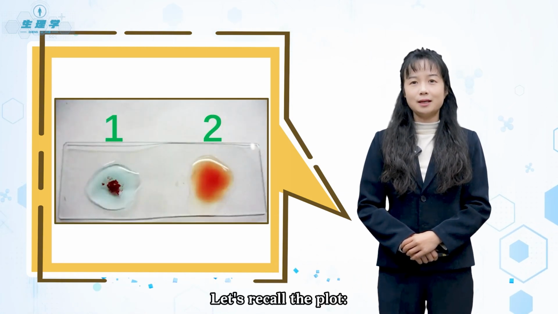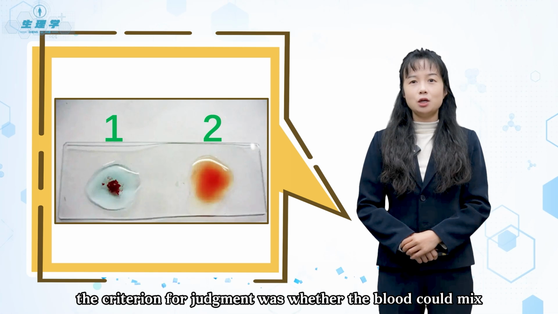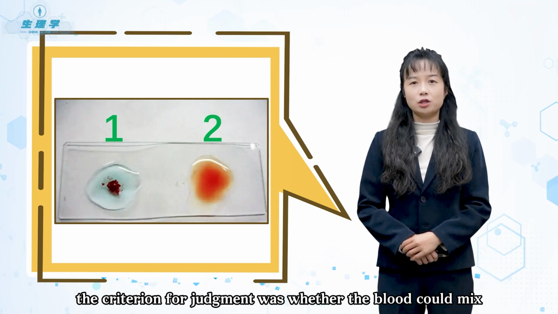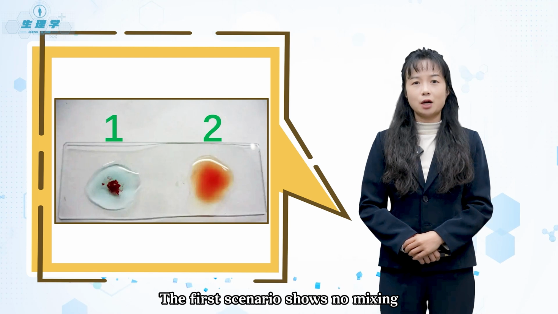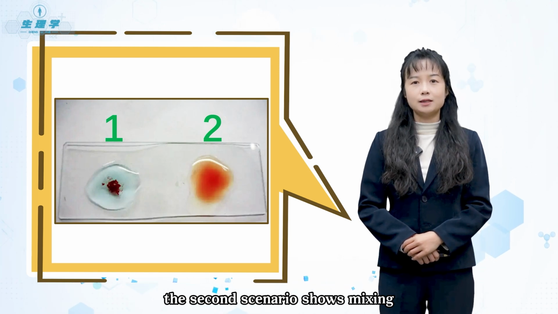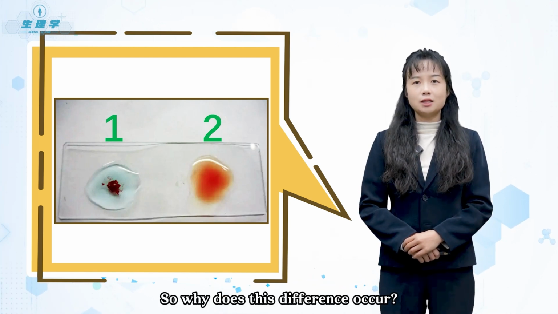Let's recall the plot. In the process, the criterion for judgment was whether the blood could mix. As shown in the diagram, the first scenario shows no mixing. The second scenario shows mixing. So why does this difference occur?